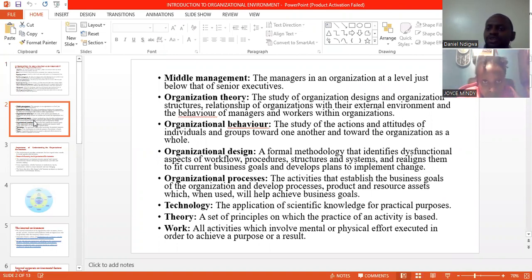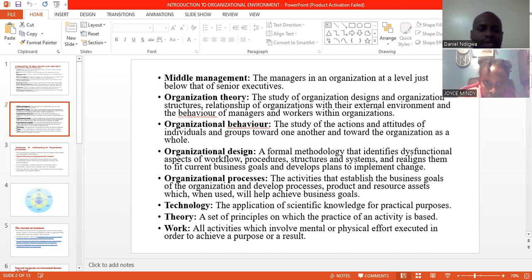Then we have organizational theory. A theory tends to explain a certain phenomena. So organization theory is the study of organization design and organization structure, relationship of organization with their external environment, and the behavior of managers and workers within an organization. So theory tries to explain what happens in organizations so that you'll be able to understand the genesis of some of the behaviors within the organization.